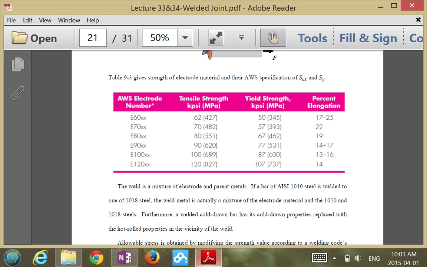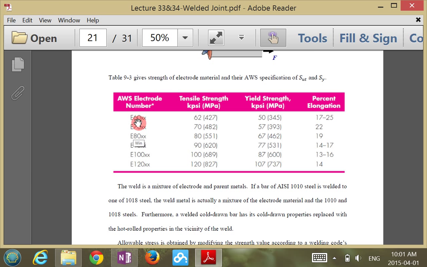So maybe I'll just look at this one here. Okay, it always starts with the letter E. There's just a little wing there. It always starts with the letter E there. And the first two digits is what you're looking for.